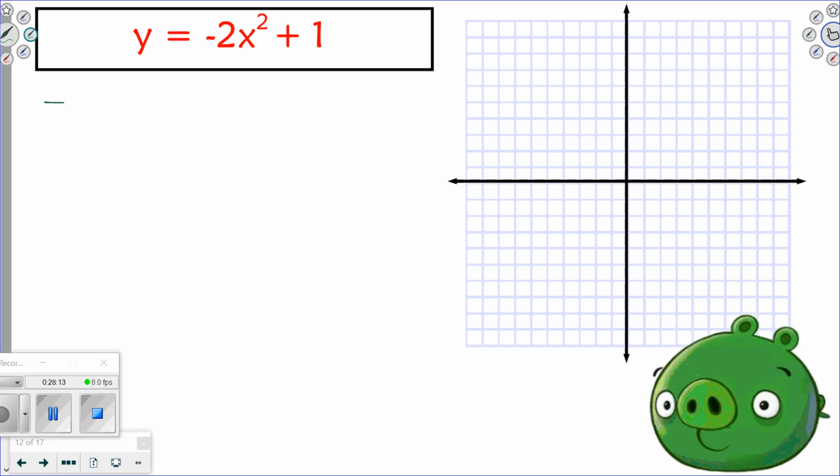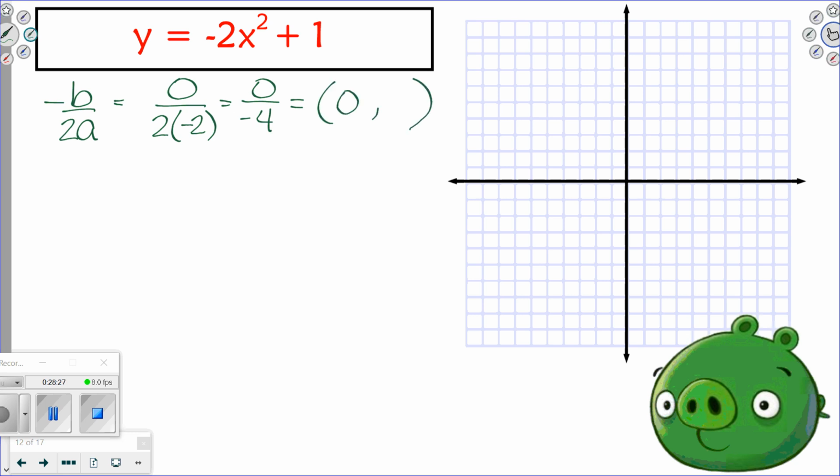So we have negative b over 2a for my vertex. My b value is actually 0, there isn't one, over 2 times a. So I get 0 over negative 4, which is just 0. That is your x value. We're going to plug it in for x. So negative 2 times 0 squared plus 1 is just 1. So that is my vertex. So 0, 1, it's just going to be up 1 right there. So that fold line is just right on that y-axis.